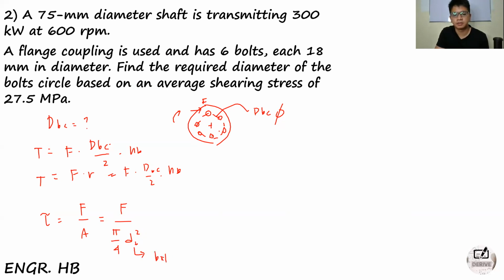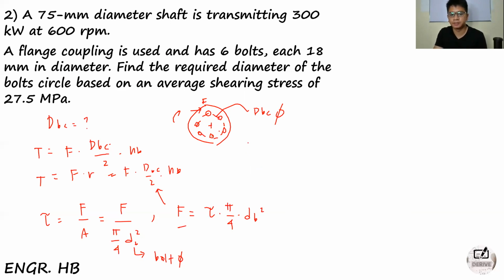Bolt diameter. Okay, so i-cross multiply ko lang in order for us to have the force. F is equal to shearing stress multiplied by area, pi over 4 dB squared. So we may insert this force into this equation, para isang type na lang tayo ng units or ng mga amount sa calculator.